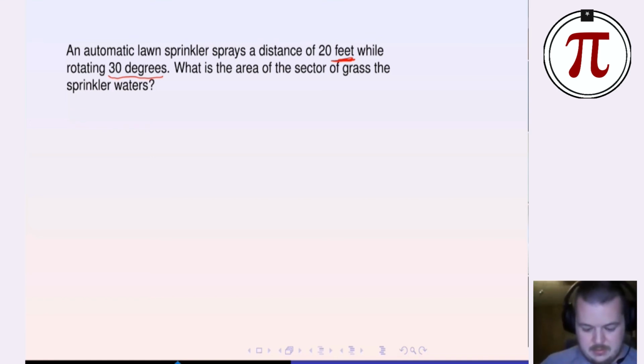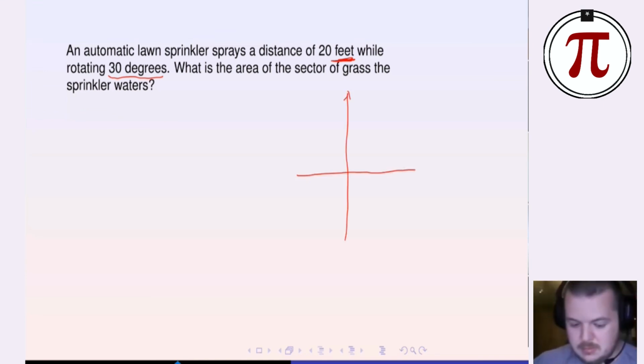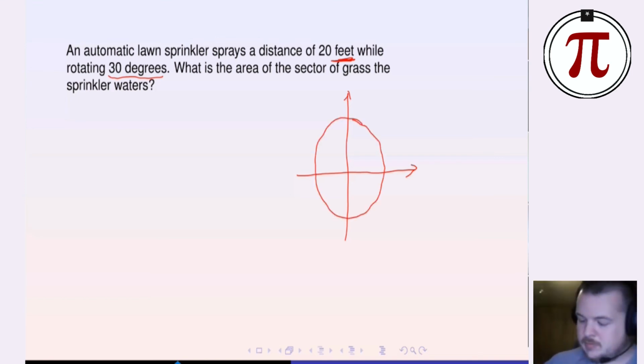All right, now sometimes it's better to draw a mathematical model, which means what? You can just do something like this, right? So set this sprinkler in the origin. And then 30 degrees, it is something like this. This is 30 degrees. And then what you want to find is basically the area of this slice. So the distance here is 20 feet, okay?